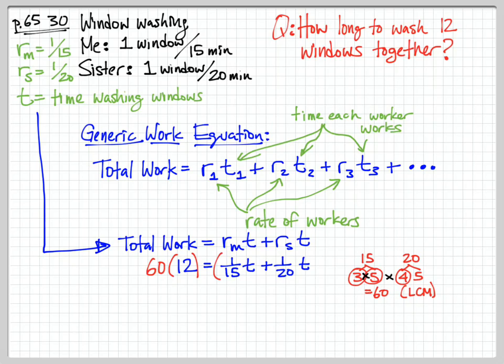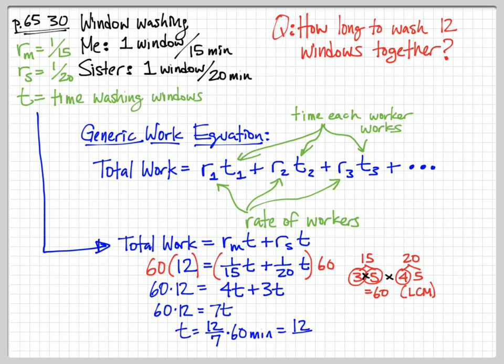So I multiply both sides times 60, and it very conveniently distributes. 60 divided by 15 is 4. 60 divided by 20 is 3. So now I have a very nice equation here, 4t plus 3t, that I can quite easily add in my head. So I have 7t is equal to 60 times 12.